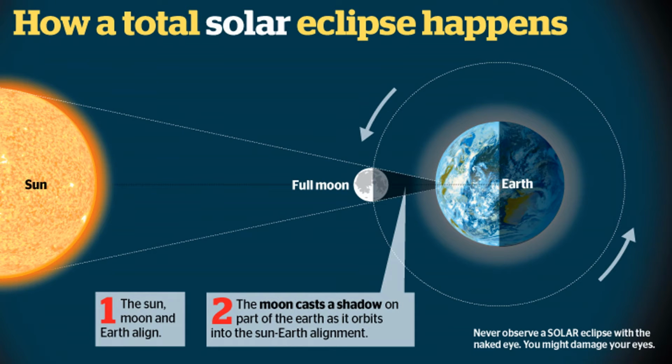So a total solar eclipse happens when the sun and moon align. Okay? And so the moon's going to cast a shadow on part of the Earth as it orbits into the sun's alignment. And make sure you guys never observe a solar eclipse with your naked eyes. Always wear glasses because it can damage your eyes.